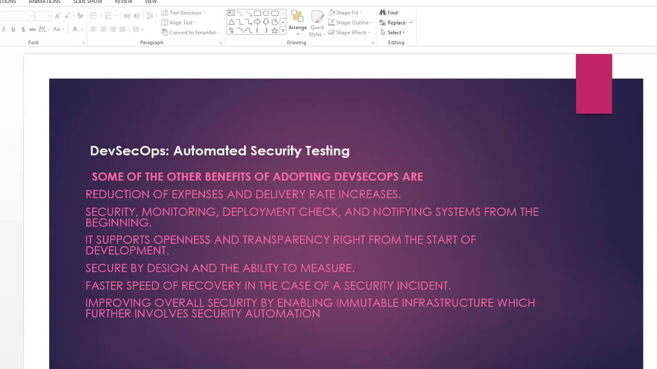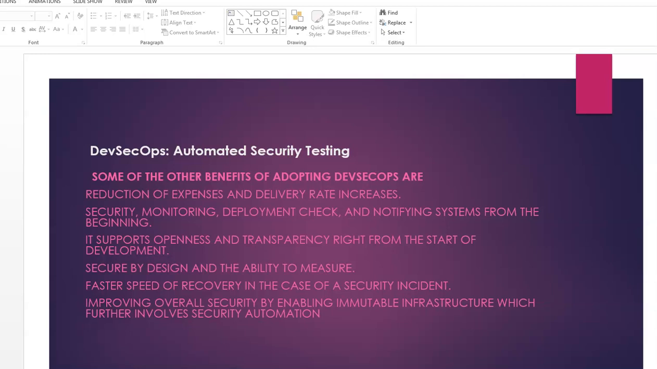What we are trying to perform is complete security testing in all these phases. It supports openness and transparency right from the start of the development process. It is secure by design, with the ability to measure and faster recovery in case of any kind of security incident. If any security incident happens in the design phase, it will be rectified as soon as possible.